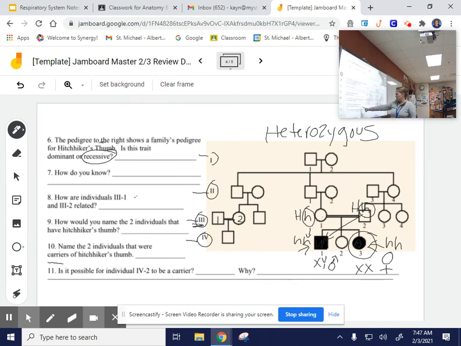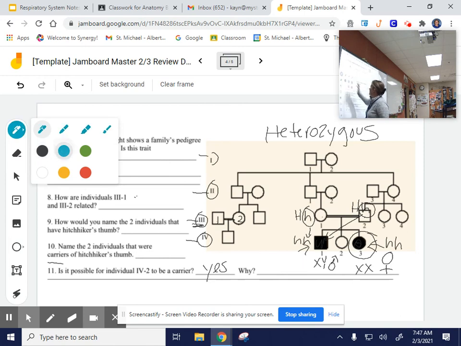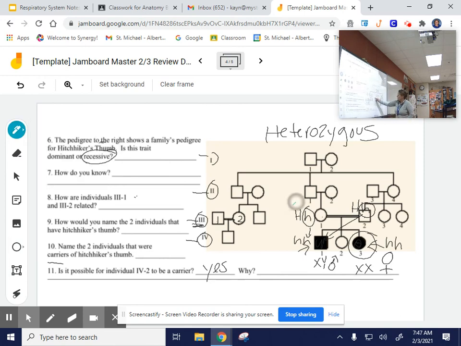All right, so is it possible for individual 4-2, so maybe they are looking at this one, sorry, to be a carrier? Entirely possible because it's a recessive trait. So yes, because they received 1 allele that was a capital H. She could be big H, or little h, little h. Okay?